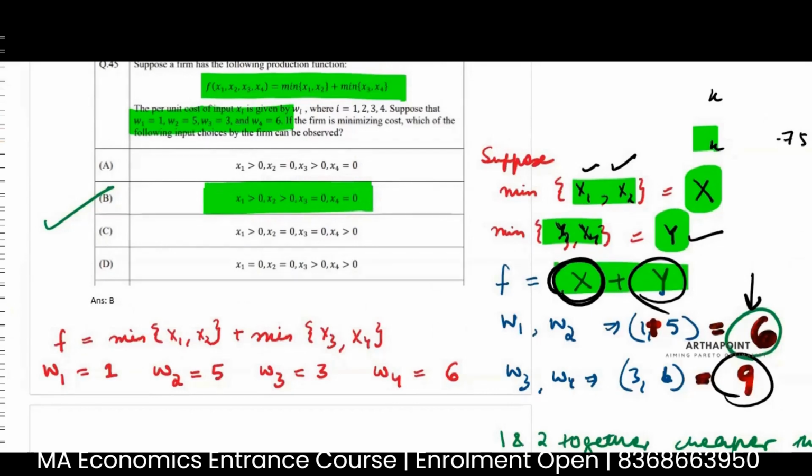So it is combining our concepts of min functions and of substitute goods together.